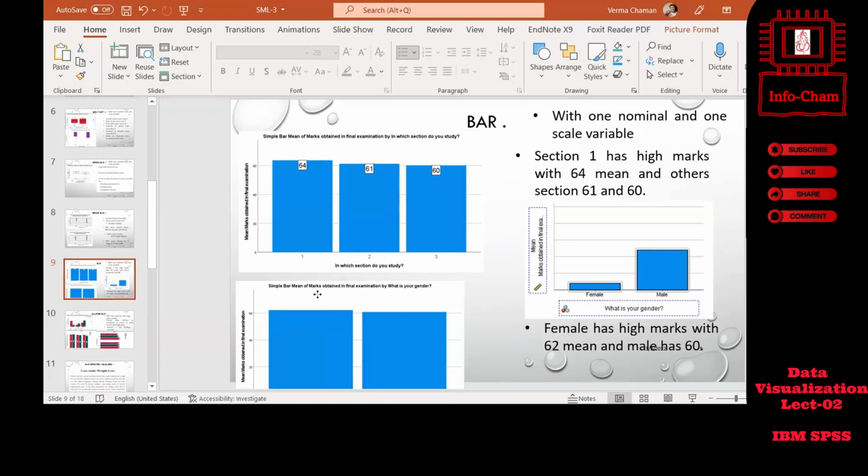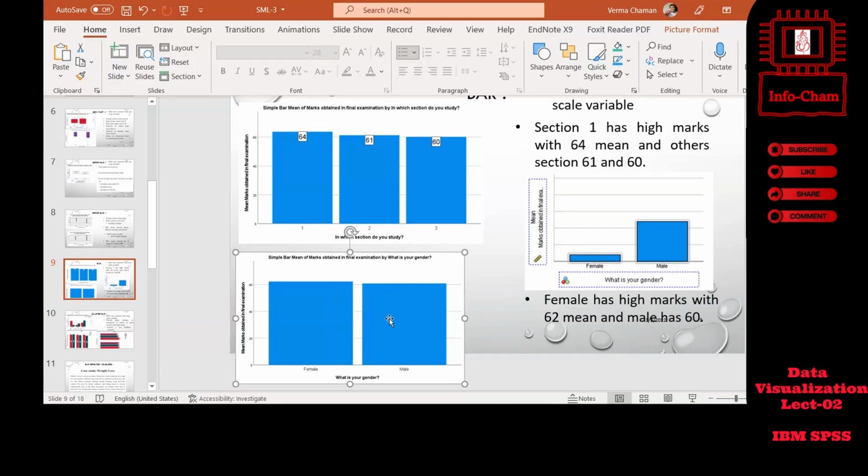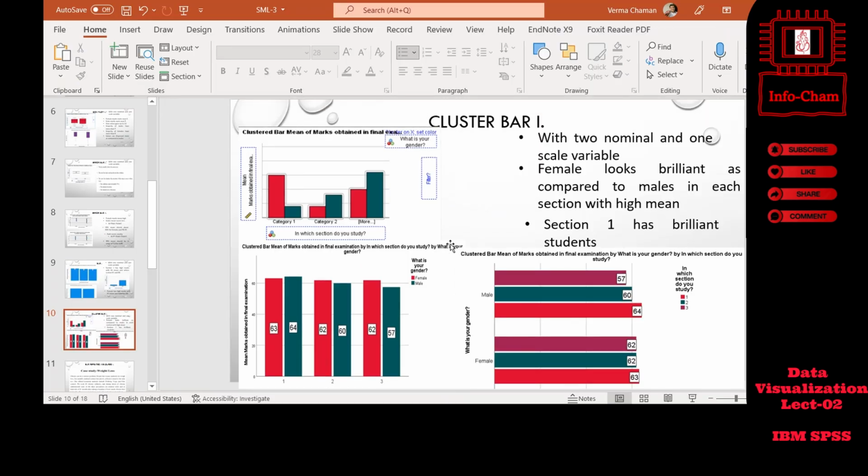Here, can you see the gender? I also made it for gender. Please see, almost it is looking equal, right? But actually it is not equal. Female has higher marks, around 62%, 62 mean, right? And male has 60, right? Again, it is proving here. Okay, let's see cluster bar.